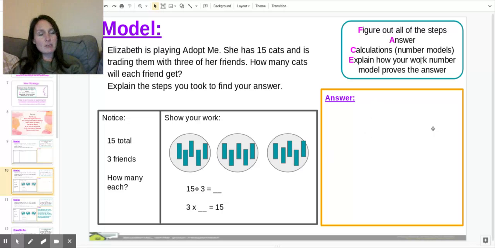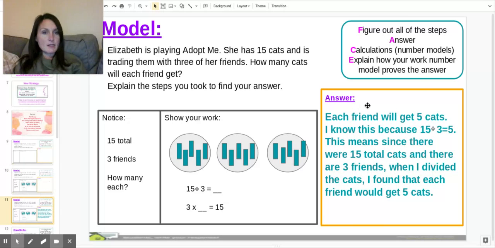So now what was my number model? I could choose either one of these to use. 15 divided by 3, I think I could do that. Or I could say 3 times what equaled 15. And then I can explain how that works. So I wrote that out here. I said each friend will get 5 cats, period. So that was my answer. I know this because 15 divided by 3 equals 5. That was my number model.